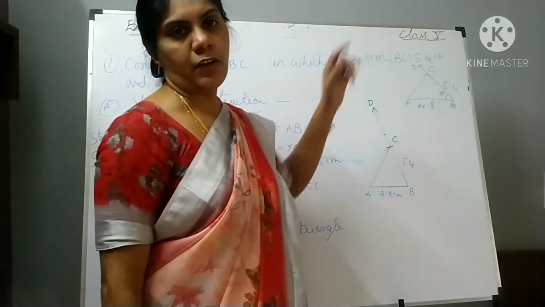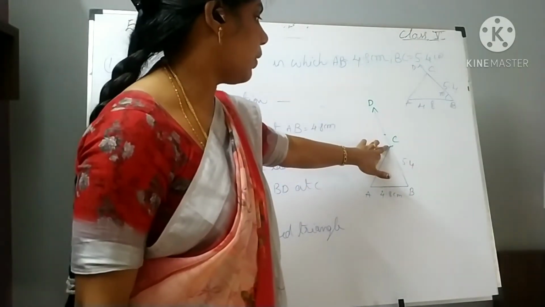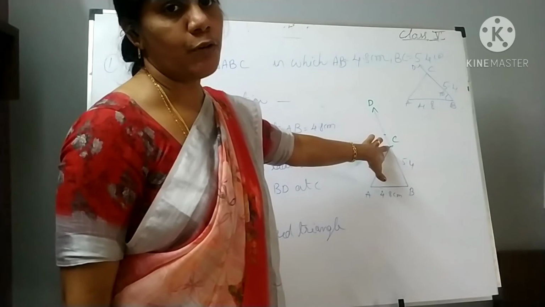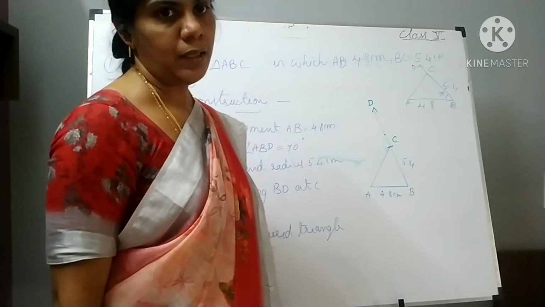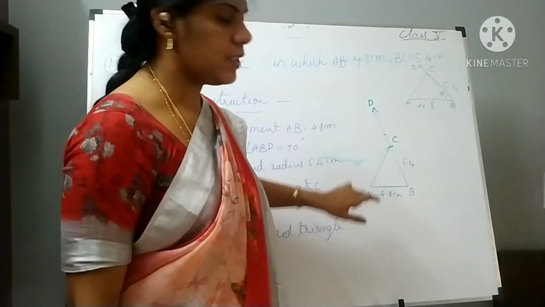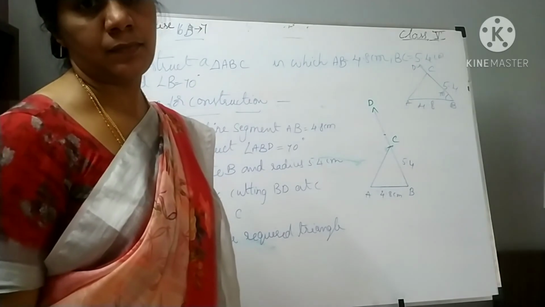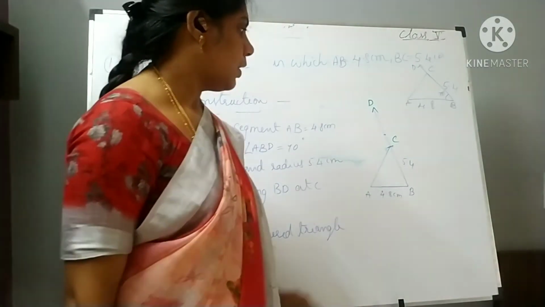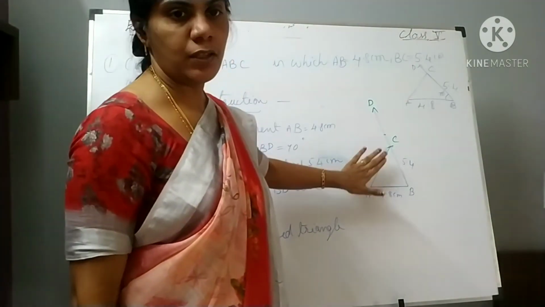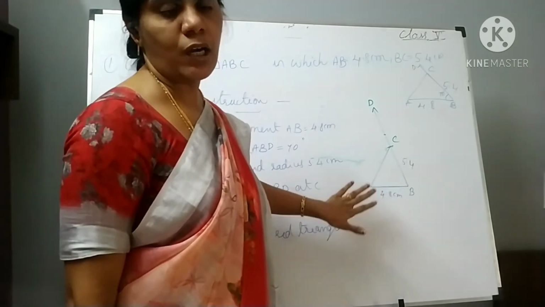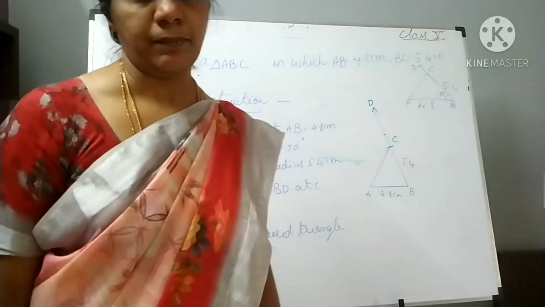Whatever it may be, C or X, anything, that intersection point will become your point. You have to join that point with the other point. So this side also we have completed. Now by drawing like this, we have completed this triangle ABC.